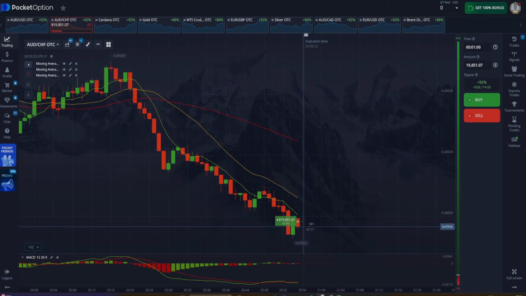Why is this crossover important? Because MACD doesn't just show trend direction. It also measures momentum strength. When the main line crosses above the signal line and the histogram turns green, the probability for price to continue upward increases significantly. Now, let's see how the price plays out together.